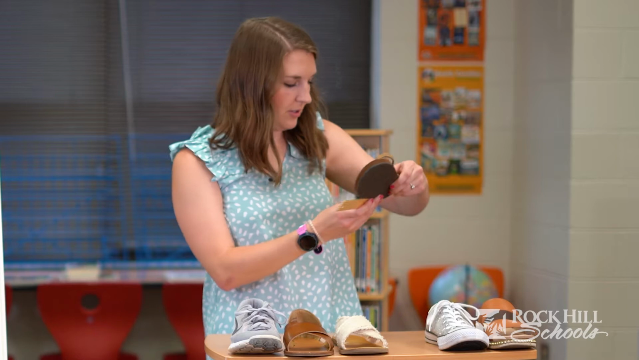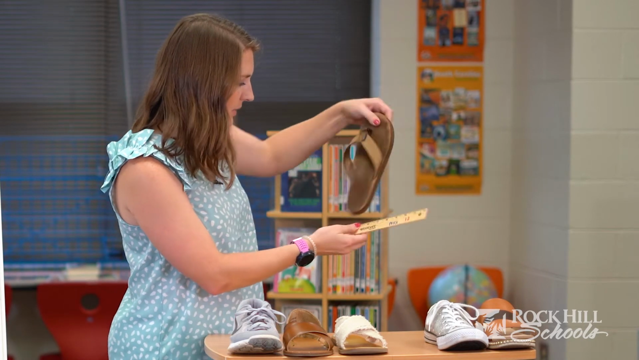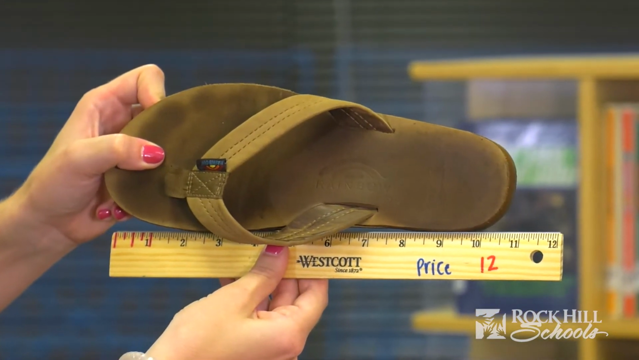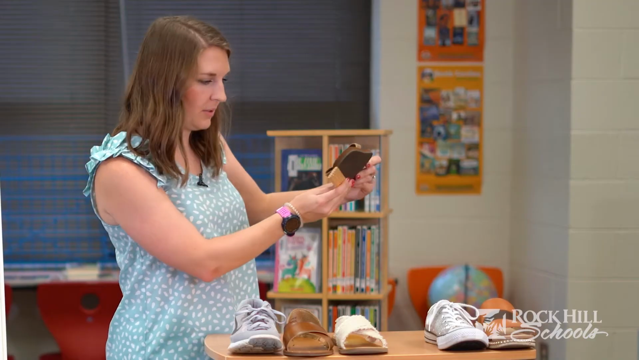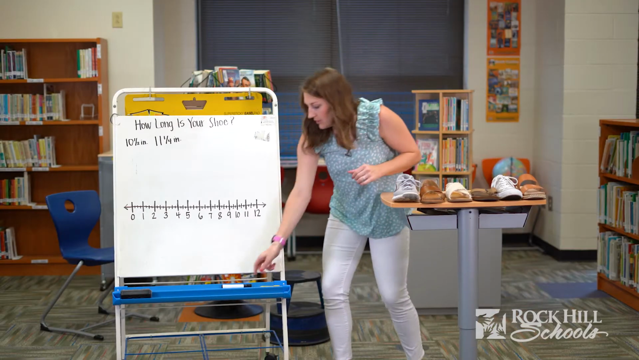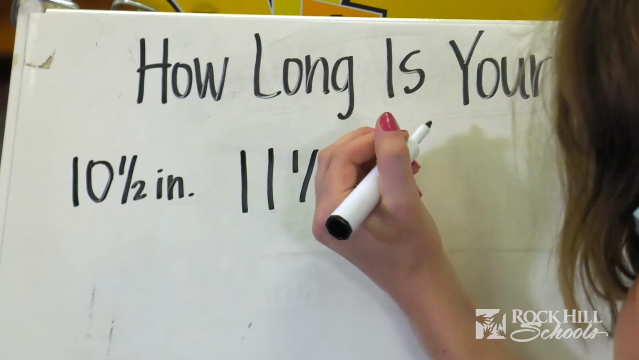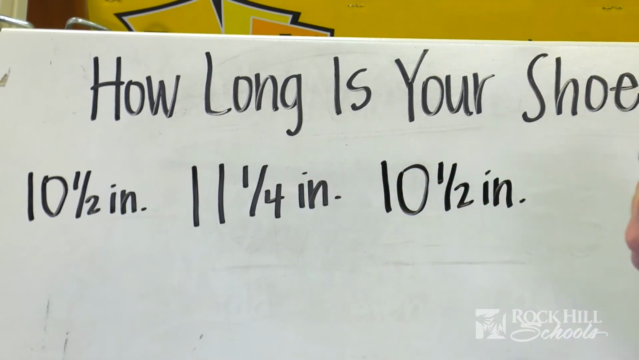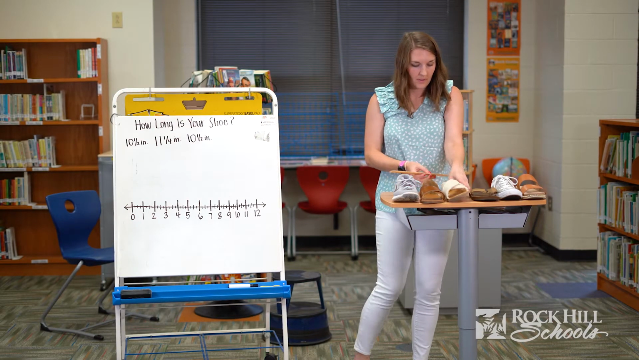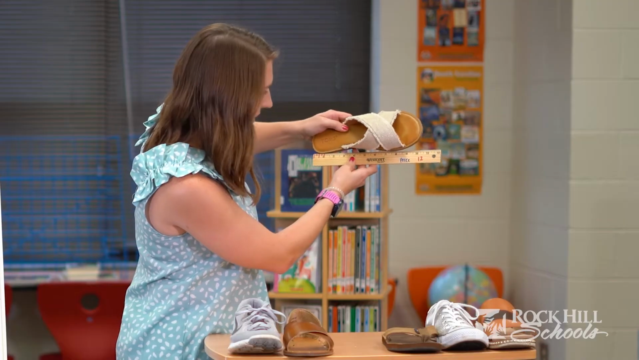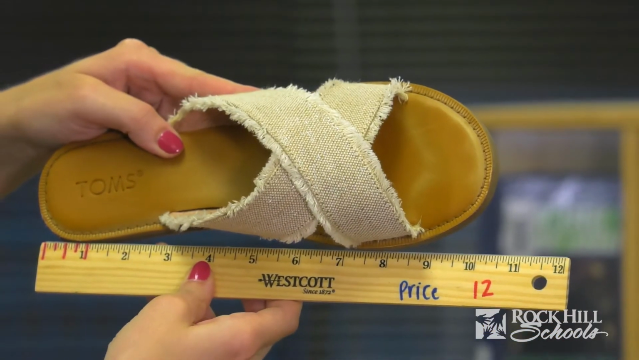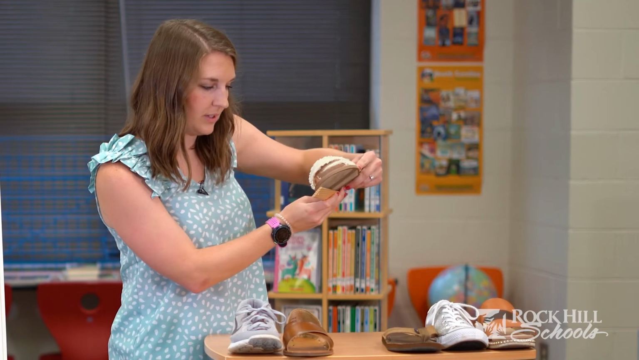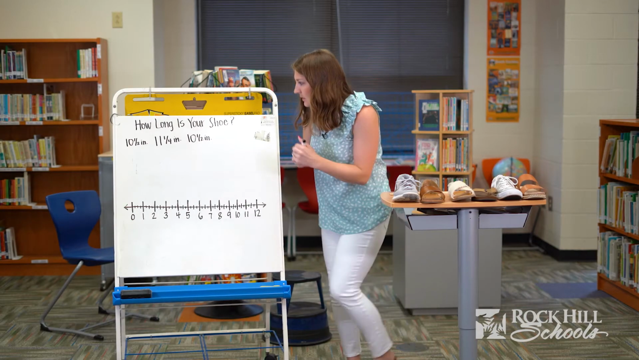Then you're going to take your next shoe, same thing, you're going to line it up and see about how long it is. So this shoe is about 10.5 inches. And you're going to follow the same steps for each of your shoes. So this shoe is about 10.75 inches.